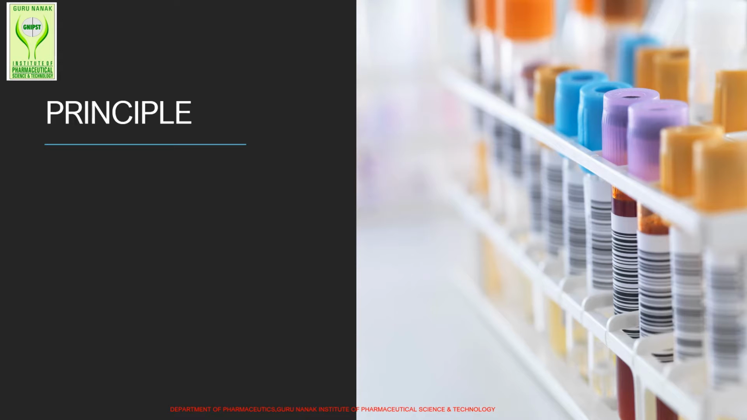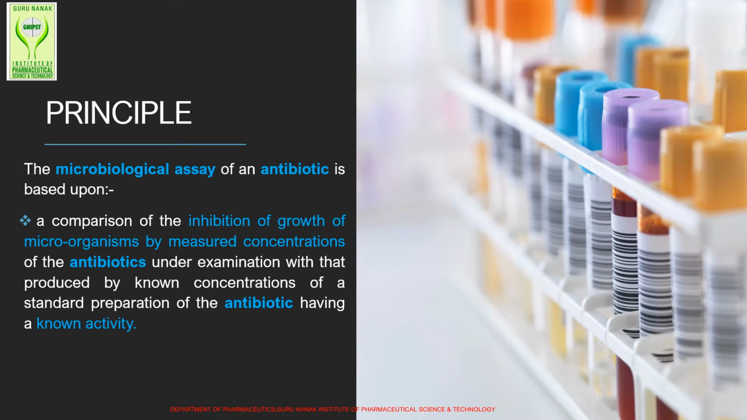What is the underlying principle? First, we need to understand that the microbiological assay of an antibiotic is based on the principle in which we are carrying out a comparison of the inhibition of growth of microorganisms by measured concentrations of the antibiotic under examination with that produced by known concentrations of a standard preparation of antibiotic having a known activity. So it's a simple method of comparison where you take one standard and compare your test sample with the standard's potency.